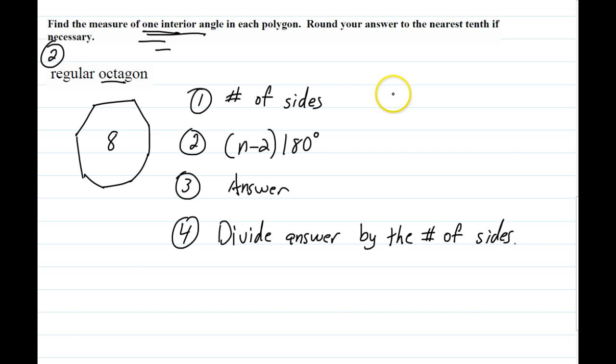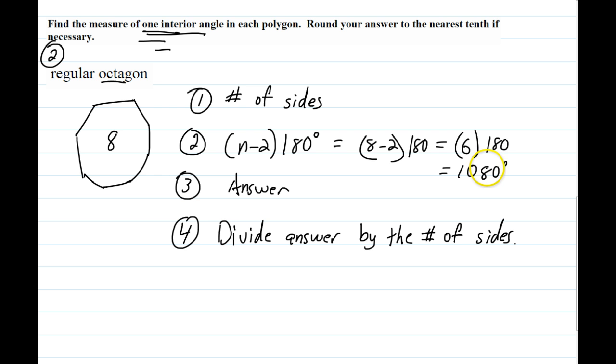Alright, so let's go ahead and get started. We're going to take our formula, n minus 2, and plug in 8 minus 2 times 180. So 6 times 180 is equal to 1080 degrees. And now what we want to do is just take that number and divide it by 8. It's okay to use your calculator on this. And so that means that each angle is 135 degrees. So this angle right here would be 135 degrees.